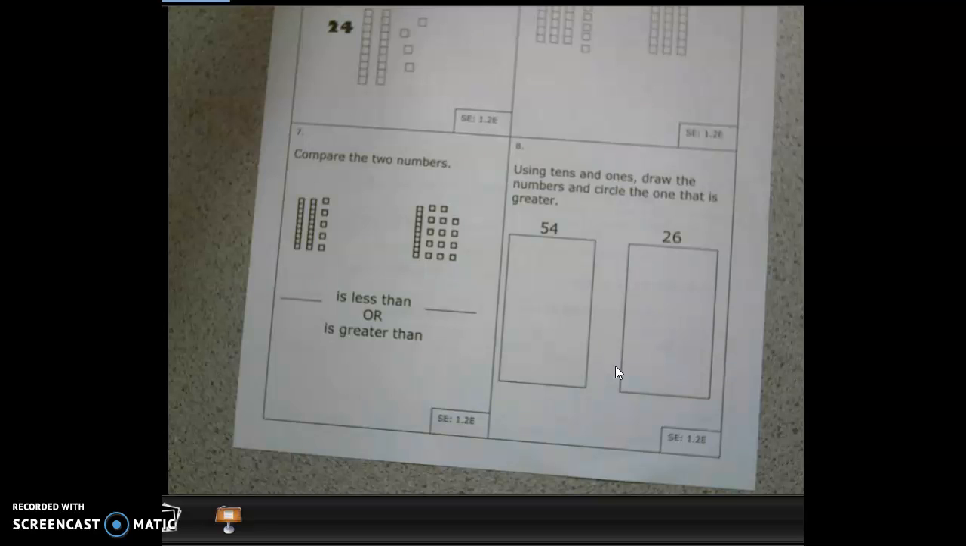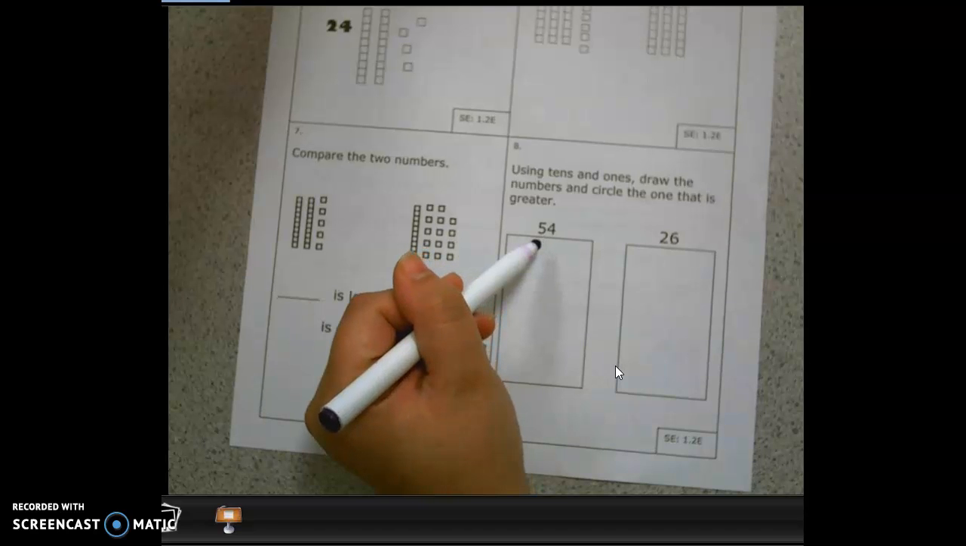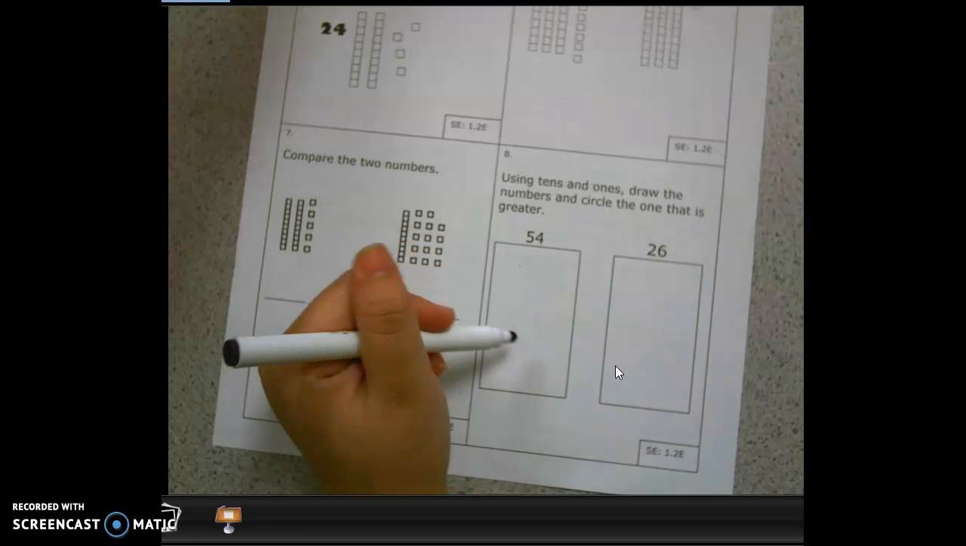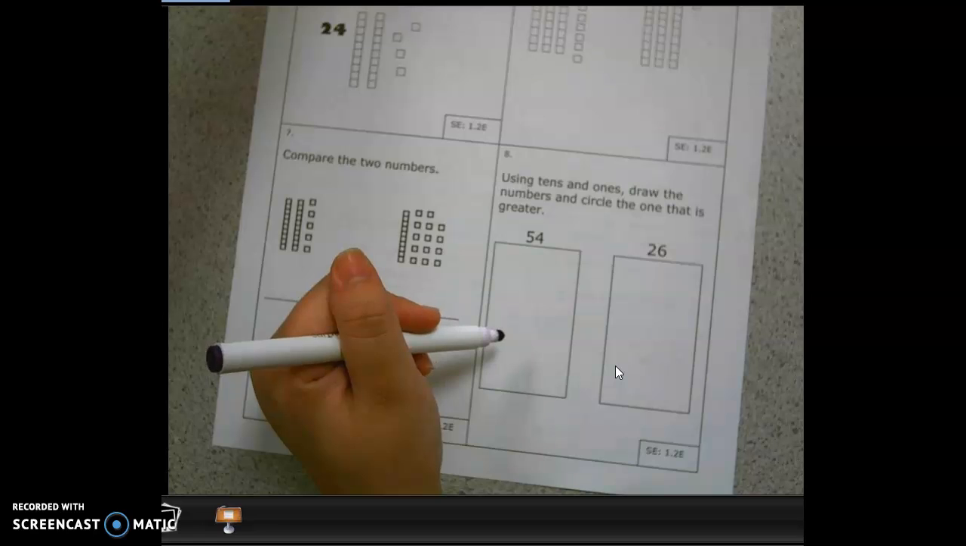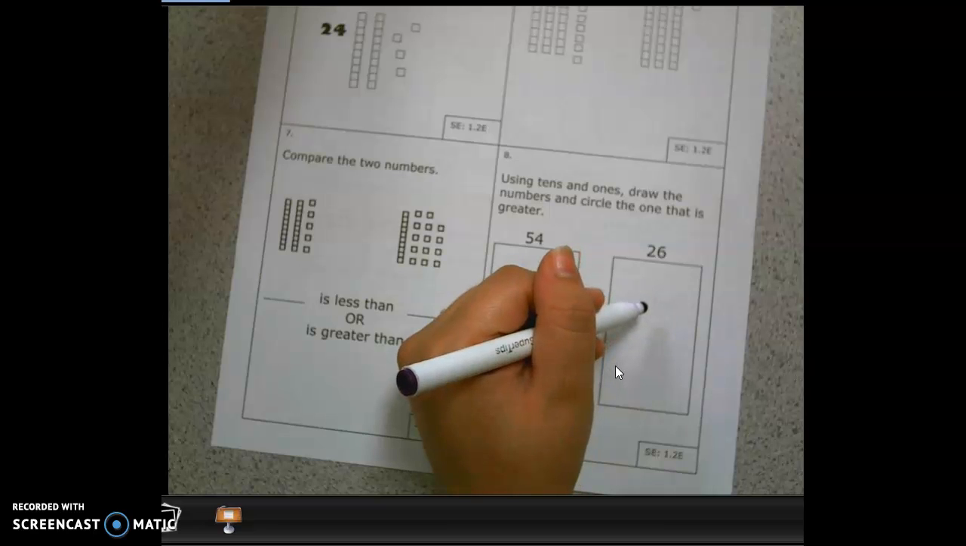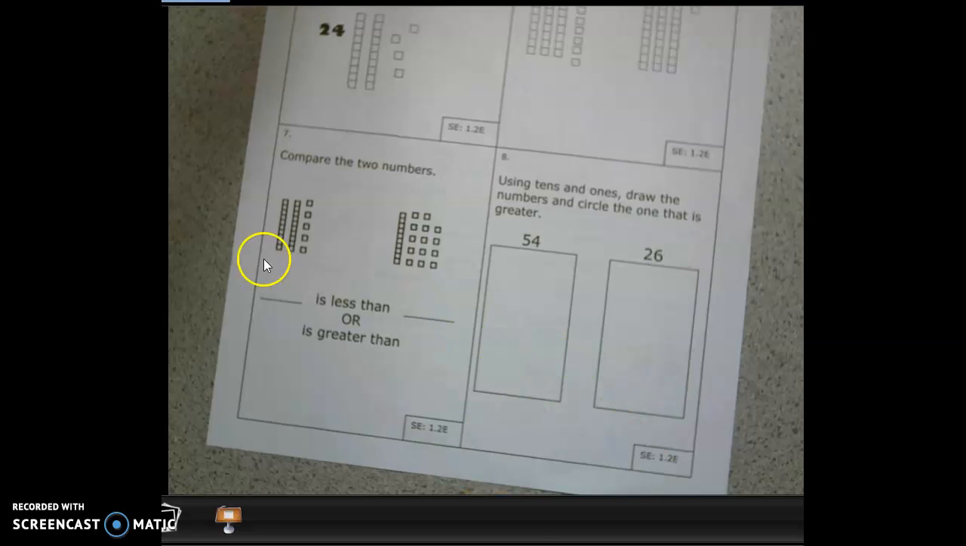Number 8. Using 10s and 1s, draw numbers and circle the one that is greater. So you're going to look at this number. What is that number, boys and girls? 25. How many groups of 10? 2. How many leftover ones? 5. So you're going to draw how many groups of 10? And how many leftover ones? What are you going to do here? How many groups of 10? How many leftover ones? Then you're going to compare and circle the one that is greater.